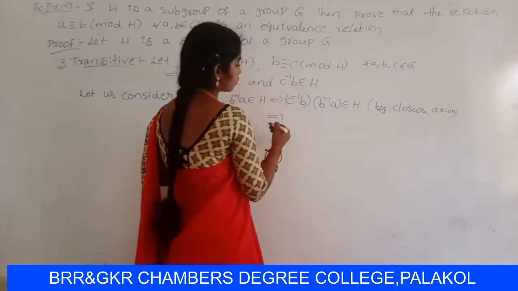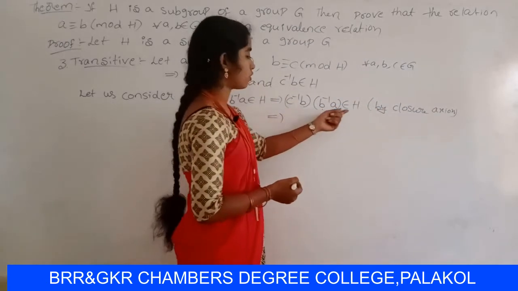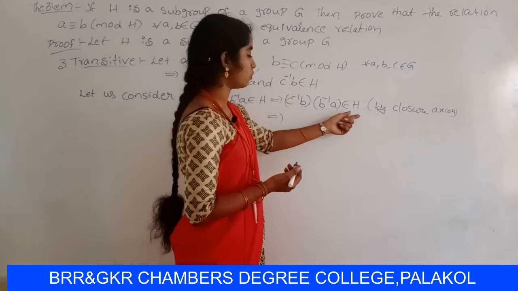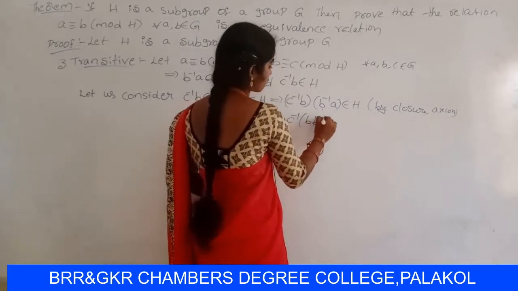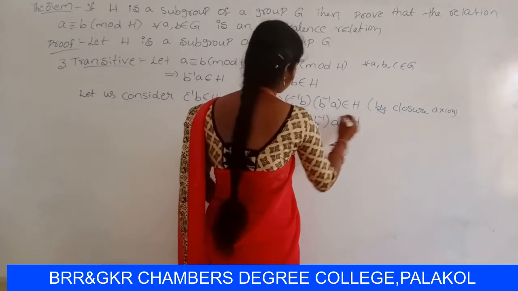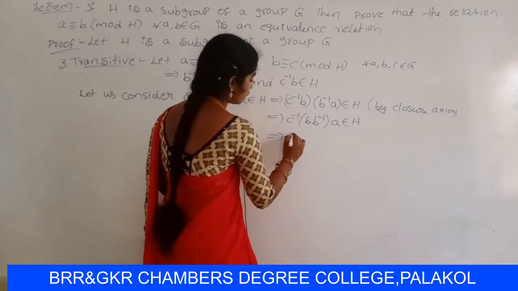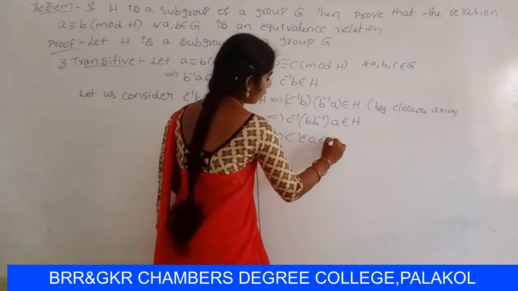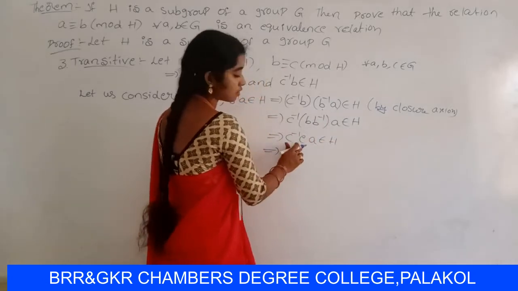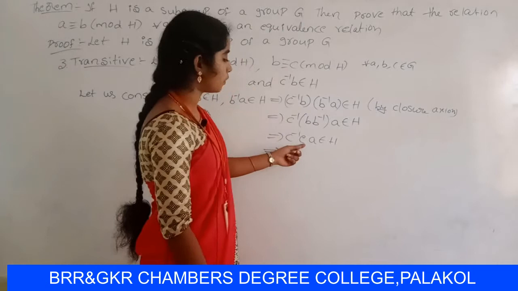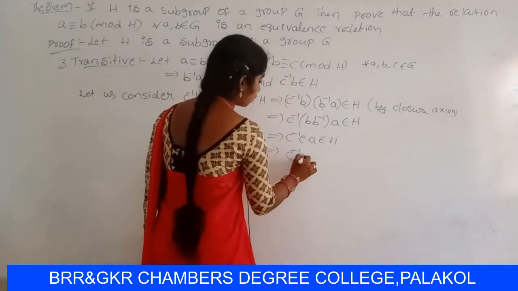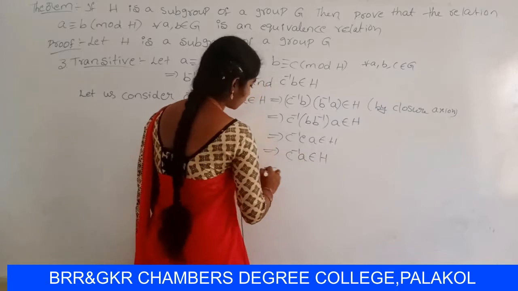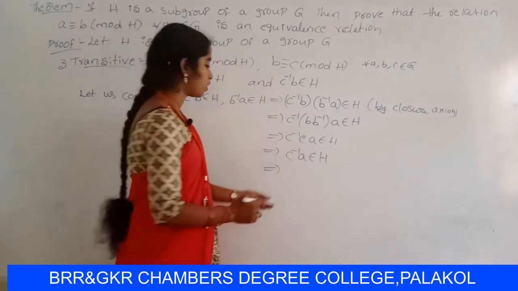That means, changing the brackets, since H is already a group, associativity exists. So C inverse into B inverse into A belongs to H. B into B inverse is E, and A belongs to H. E is also the identity element in H. So C inverse A belongs to H.